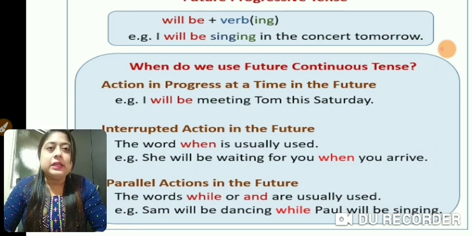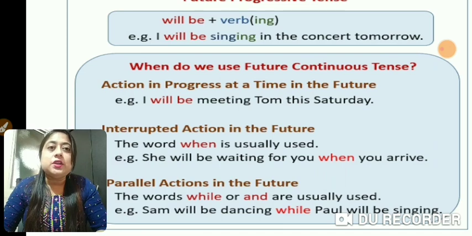For example, I will be singing in the concert tomorrow, means when the concert will take place tomorrow, then I will be singing also. The action will be in progress. That's why we call it future progressive or continuous tense.